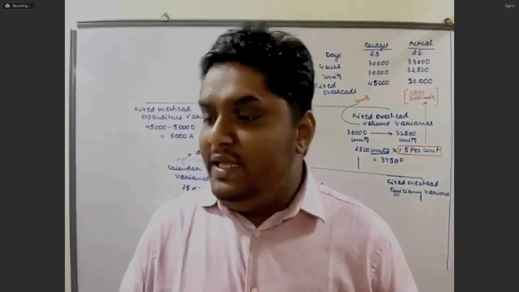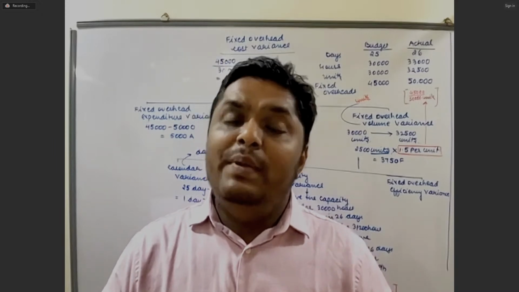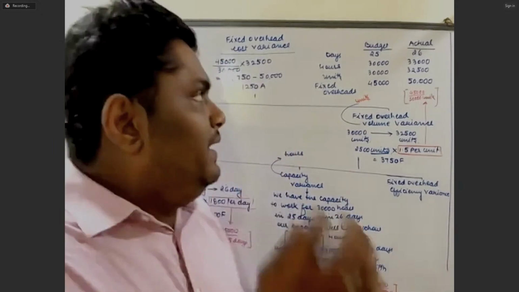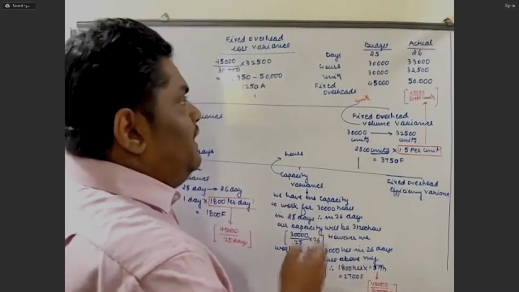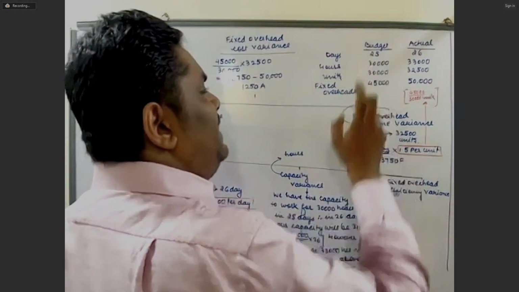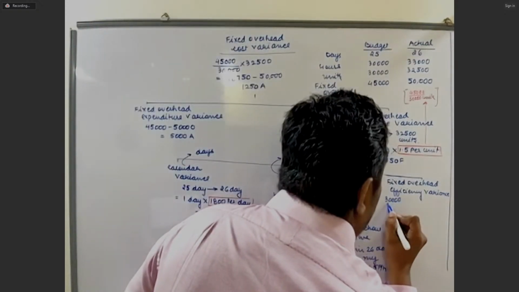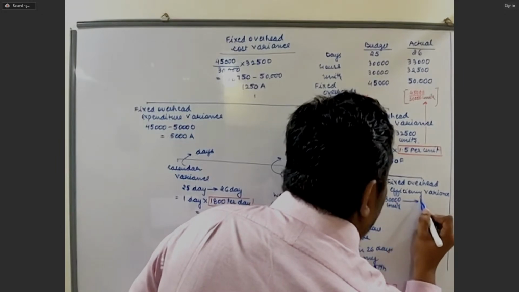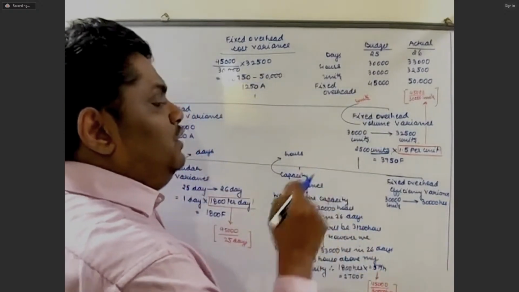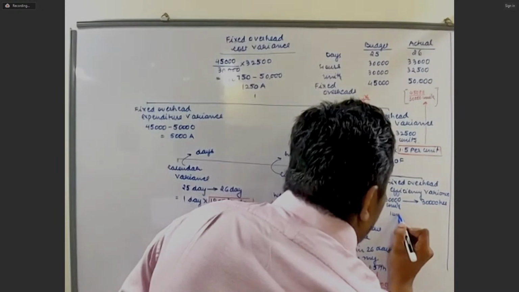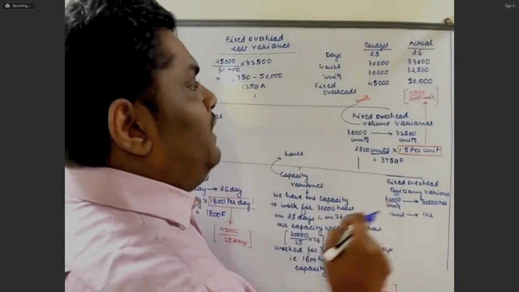Now, efficiency variance is a bit easy to calculate. Again, don't try to memorize the formulas, apply the concept. Wherein efficiency, that is how efficiently we work. So here 30,000 units should be manufactured in 30,000 hours. It means what? 1 unit should be manufactured in 1 hour. One unit should take not more than 1 hour.